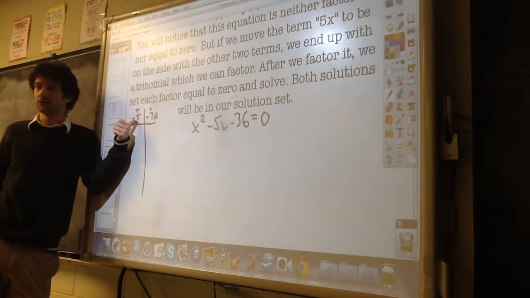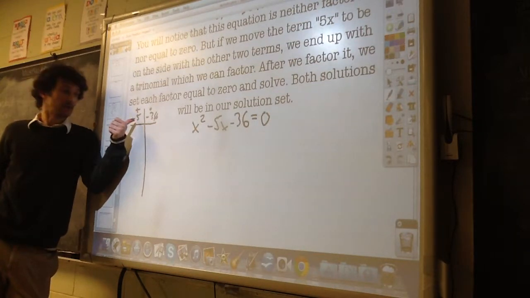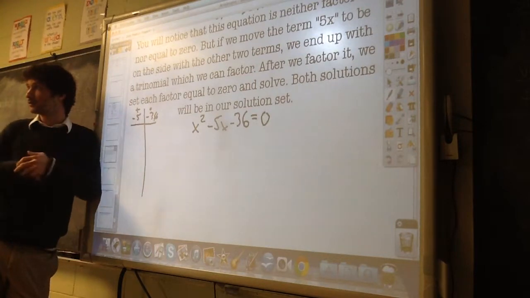And I know that the negative needs to go on the bigger number, because when I add them, they need to add up to be a negative number. You got them, Lacey? What are they?